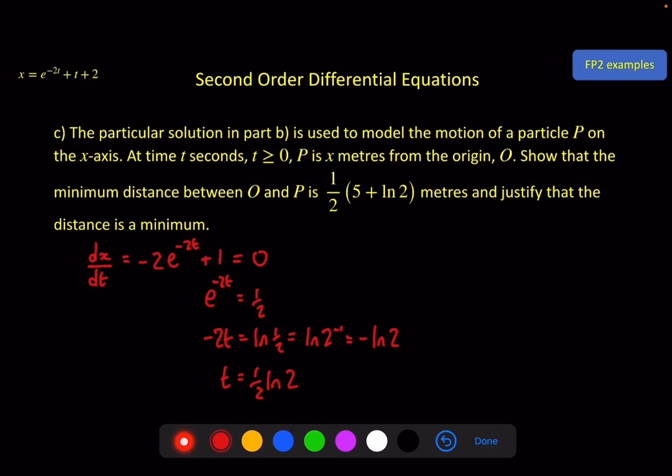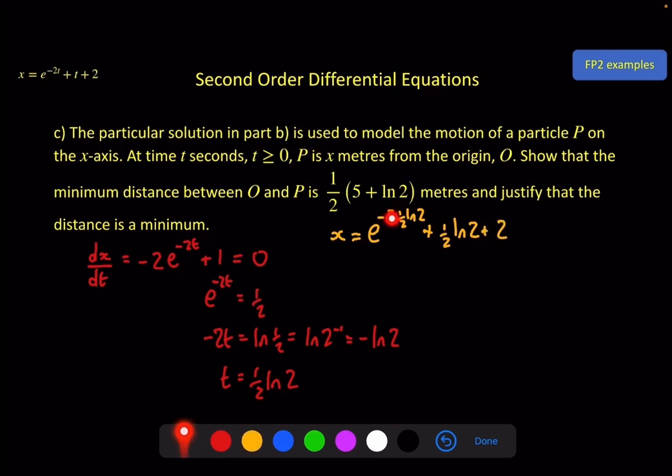At this point, pause and just remember what it is you're trying to do and what you found. This is the time at which the minimum distance happens. It is not the minimum distance, which is good because it doesn't look like this. To find the minimum distance, we need to put the time that happens back into the equation for the distance x. So when I put that back in, we get x is equal to e to the minus 2t, which we now know t is a half log 2, plus t, which is a half log 2, plus 2.